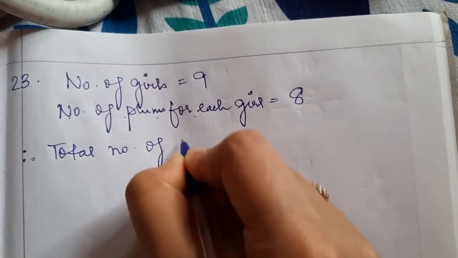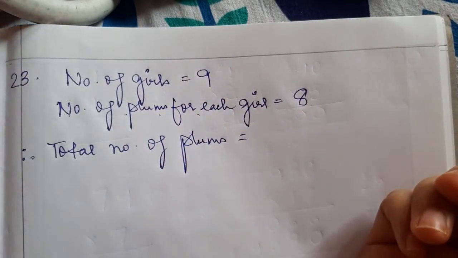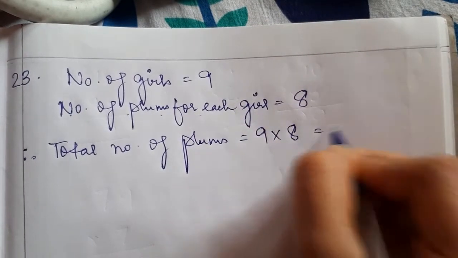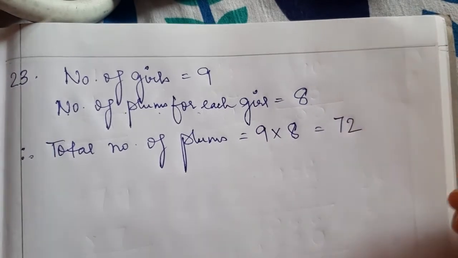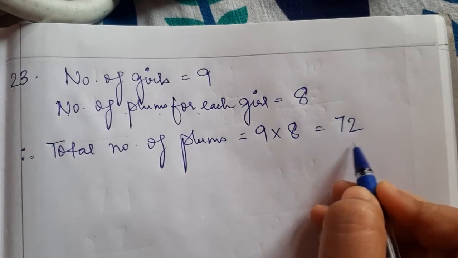number of plums, what do we have to do here? Yeah, simple. We have to multiply 9 into 8. What is the answer? Yes, 72. You know the table of 9. 9 8s are 72. So I need these many plums.